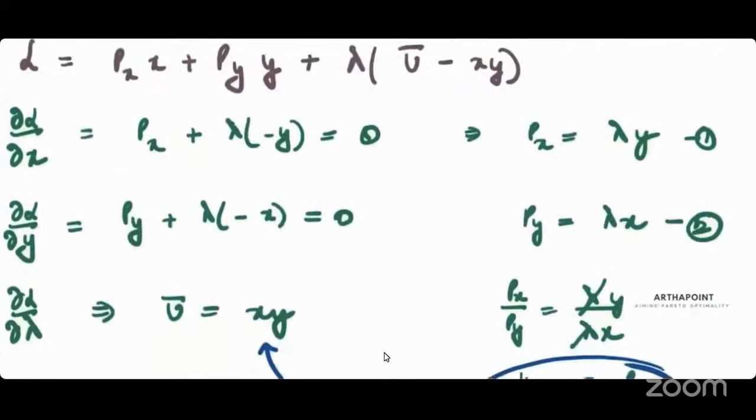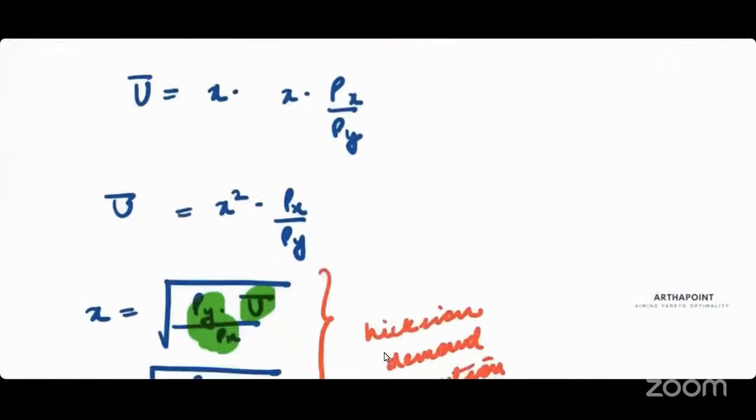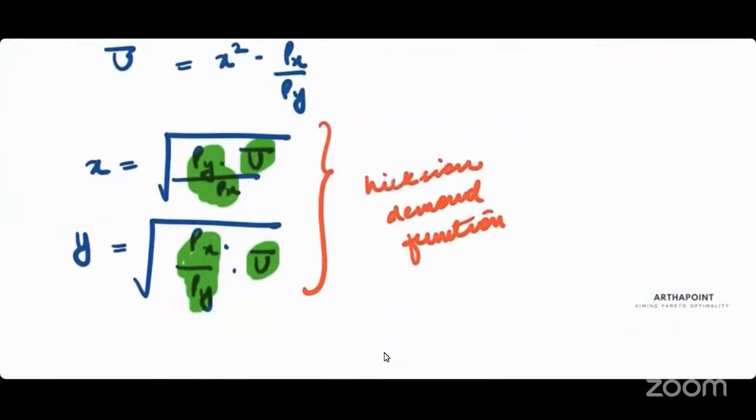The Hicksian demand is a function of utility and price. So how did we find the Hicksian demand function? We minimized the expenditure subject to a given level of utility.